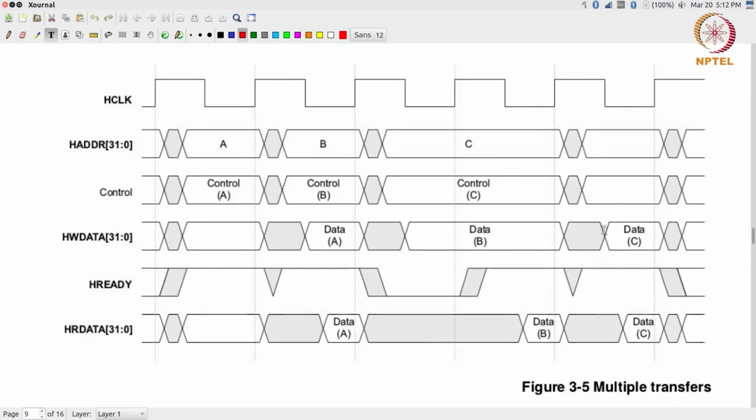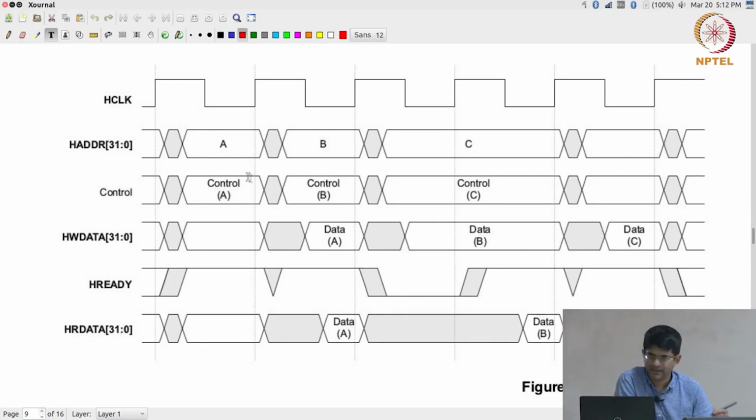We can do something called pipelining, where we just say that I will give out the address and control corresponding to A. I know that it will take at least one clock cycle to finish that particular transaction, but during the next cycle I will go ahead and say what I want to do next. I will give the address and control corresponding to B. One cycle later the data from A comes back.